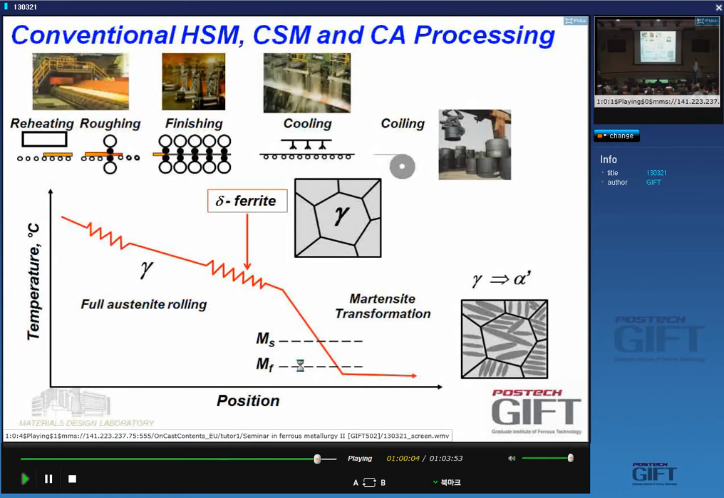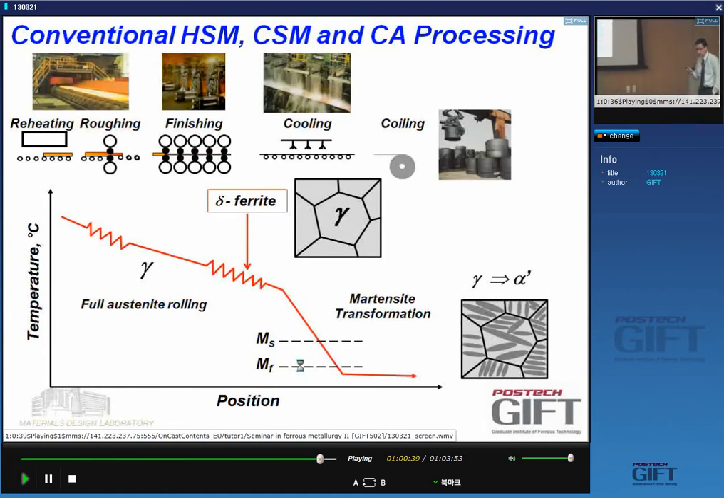Again, there may be potentially problems when you have a two-phase manganese steels which contain a certain volume fraction of delta ferrite. So you will not be rolling 100% of austenite in the hot strip mill. So that's one thing you have to look out for as a potential problem. Of course, you have to turn the material into martensite at the end of the rolling. Yes, that is not, in principle, a big problem.